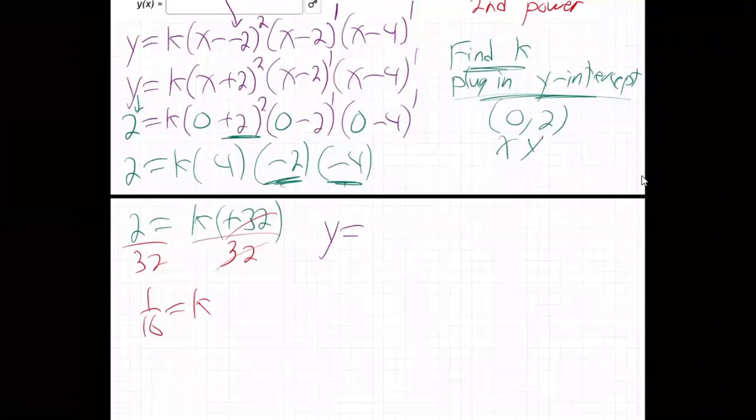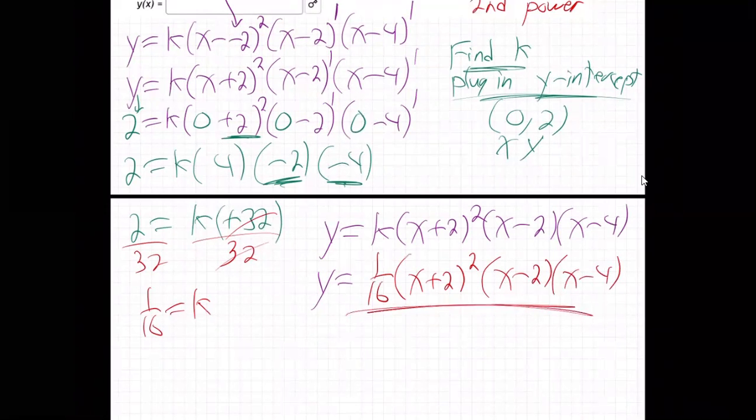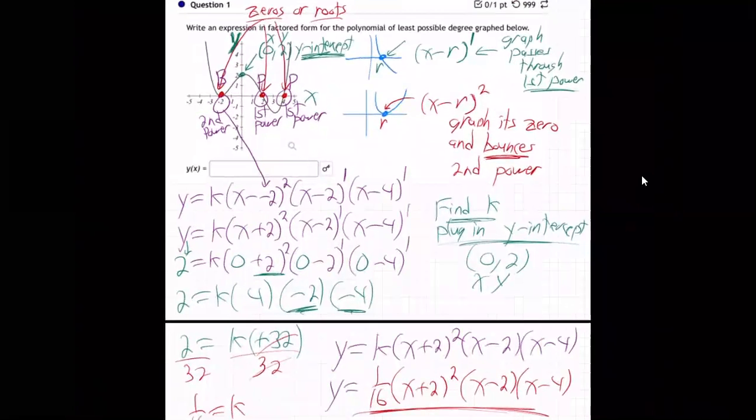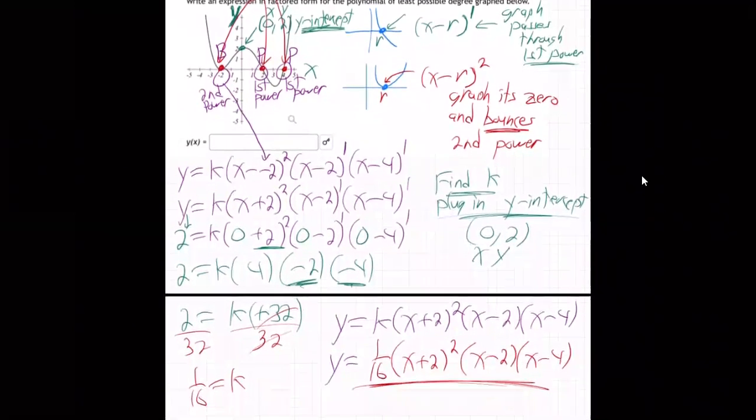It's y equals k, remember, x plus 2 squared, x minus 2, x minus 4. Now we know what the k is. It's 1/16. X plus 2 squared, x minus 2, x minus 4. There we go. We were able to look at that graph, and from that graph, figure out the formula that'll work for that one.